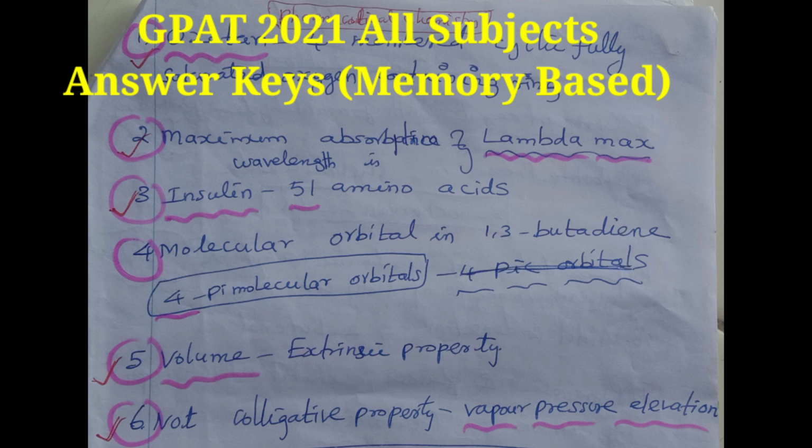Then fifth one, volume. It is not the intrinsic property, because it is the extrinsic property. The actual question is, which one of the following is not the intrinsic property? That is volume. Then sixth question, not the colligative property, vapor pressure elevation, because colligative properties are osmotic pressure, freezing point depression, boiling point elevation, vapor pressure lowering.